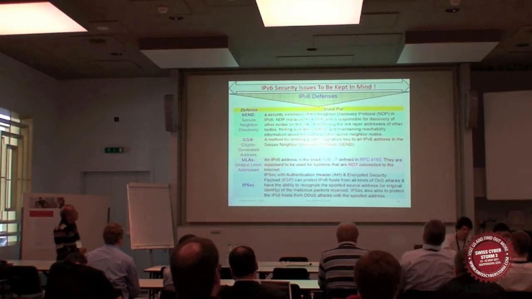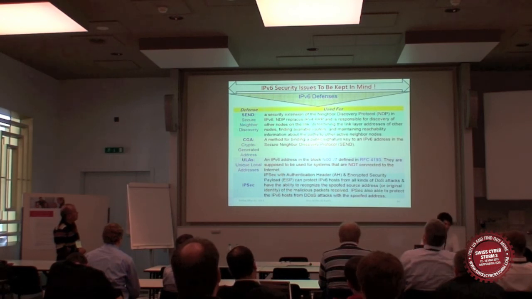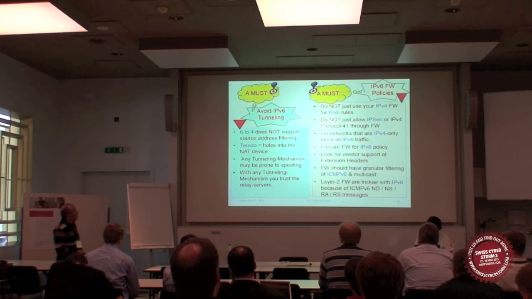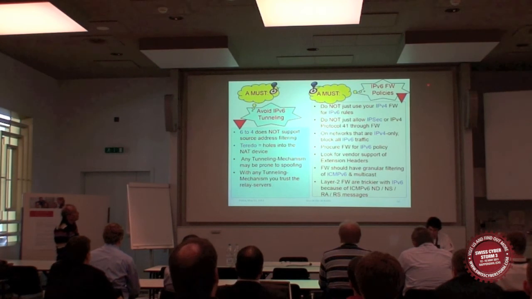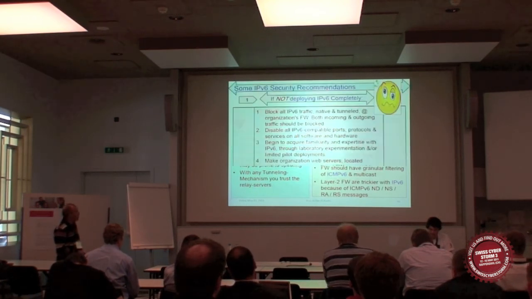Also remember the IPv6 security issues to be kept in mind: the differences, the similarities, CGA, ULA, and IPsec, which have been explained. I will leave this to you. Above all, you must avoid IPv6 tunneling whenever you can, because it's not secure, and you need to take care of IPv6 firewall policies. You should not just use the same policy as IPv4.